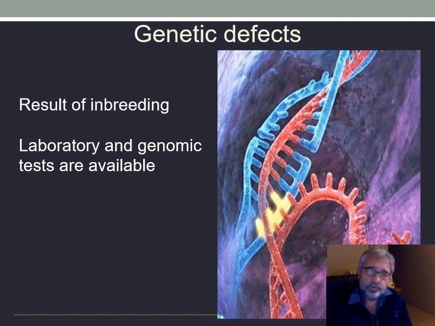This is what also happens in terms of genetic defects. Usually they are recessive. You don't see them as often, but as a result of inbreeding, it increases the chance of both parents being carriers of the recessive unwanted gene. There are obviously laboratory tests and genomic tests available where you can pick up the possibility of carriers, but usually it is the result of inbreeding. Inbreeding brings out those recessive genes because it increases the possibility of both parents being carriers of the recessive gene.